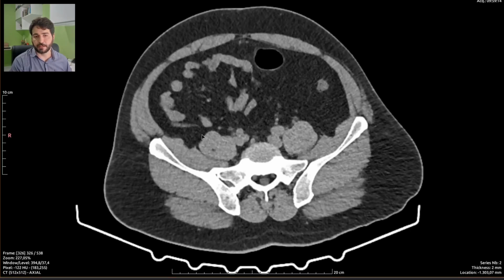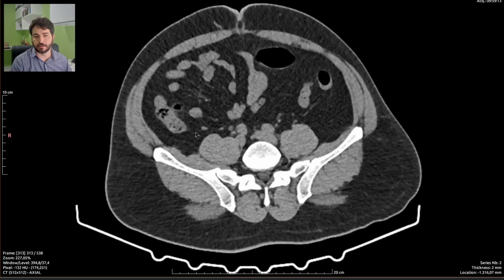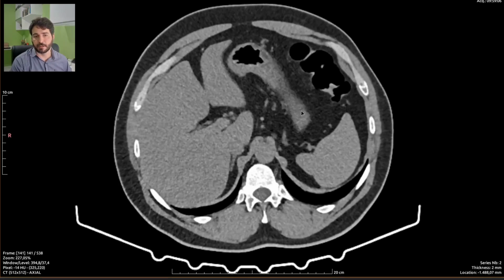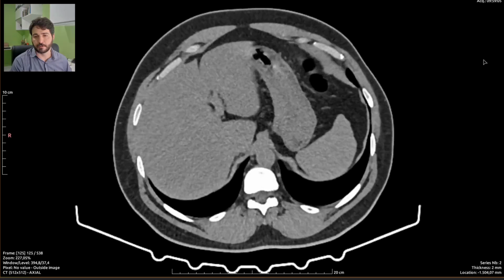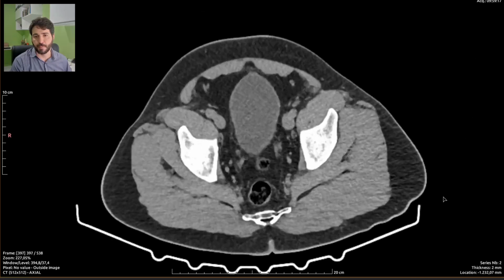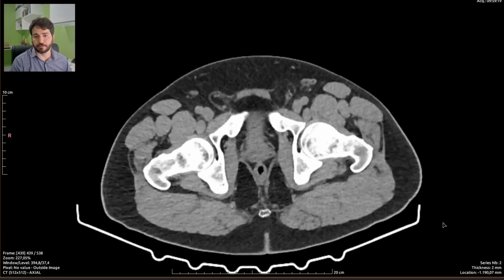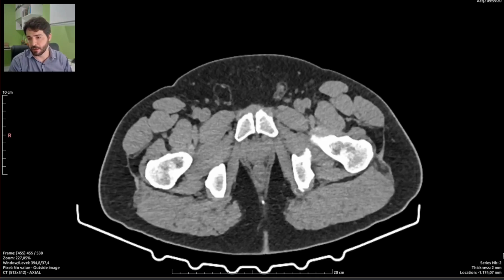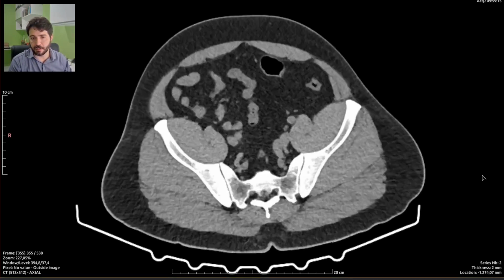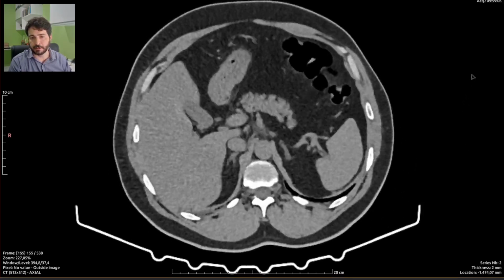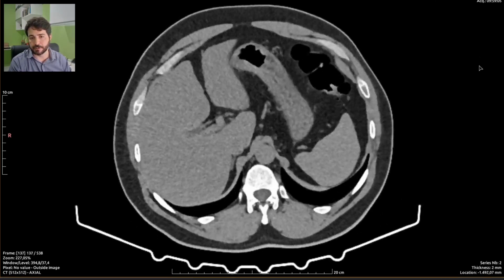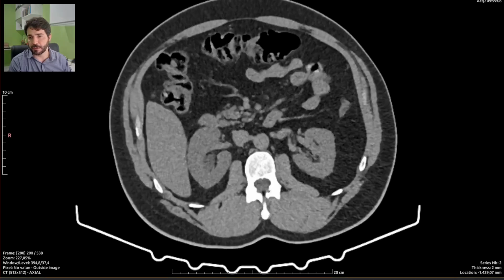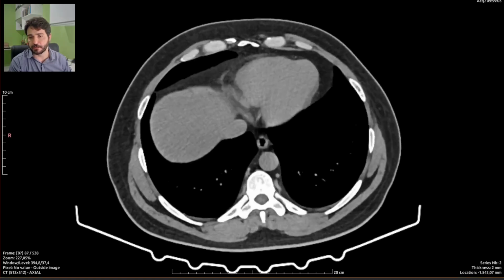So the appendix is alright, is normal. Right here, the appendix. There is some mild liver fatty deposition, so he has mild fatty liver disease. The prostate has some tiny calcifications, which is okay. This is expected. Colon is alright. Great, retroperitoneal vessels also alright. Adrenal glands are fine. The spleen on the left side is okie dokie.